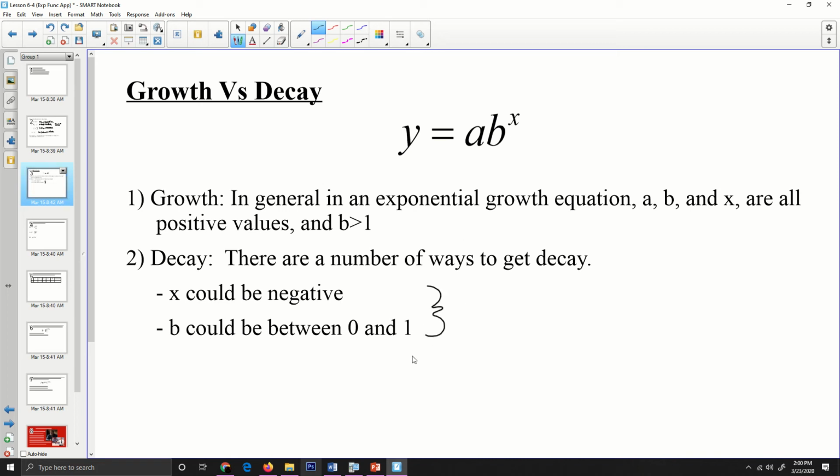Now, even though those are two vastly different looking things, they are related in the fact that we know that a to the negative x is equal to 1 over a to the positive x. And we can write a negative exponent and possibly have a fraction. And I suppose I should also say that 1 over a to the positive x could be written as 1 over a, all to the x, because 1 to the x power is always going to be 1. And since these two things are true, both of these are going to give us instances of decay.